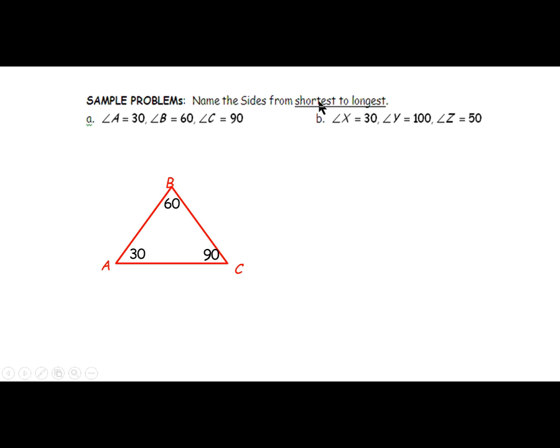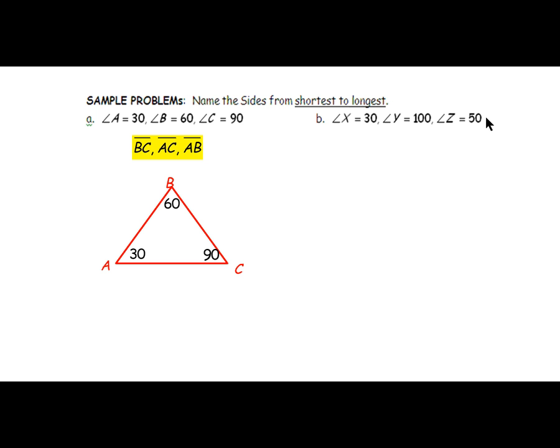If we want to name the sides from shortest to longest, the shortest side has to be across from the smallest angle. The smallest angle is 30, so the shortest side is BC. The medium angle is 60, so that's B, so the medium side will be segment AC. And the largest angle is 90 here at point C, so the largest side will be segment AB. I'm sorry, I had the answer written backwards. I had longest to shortest. The shortest to longest should be BC, then AC, then AB.